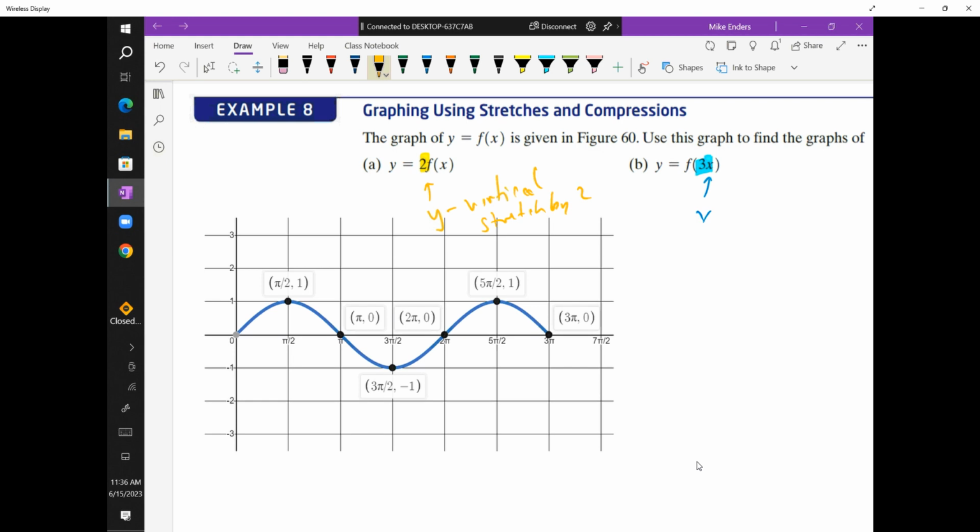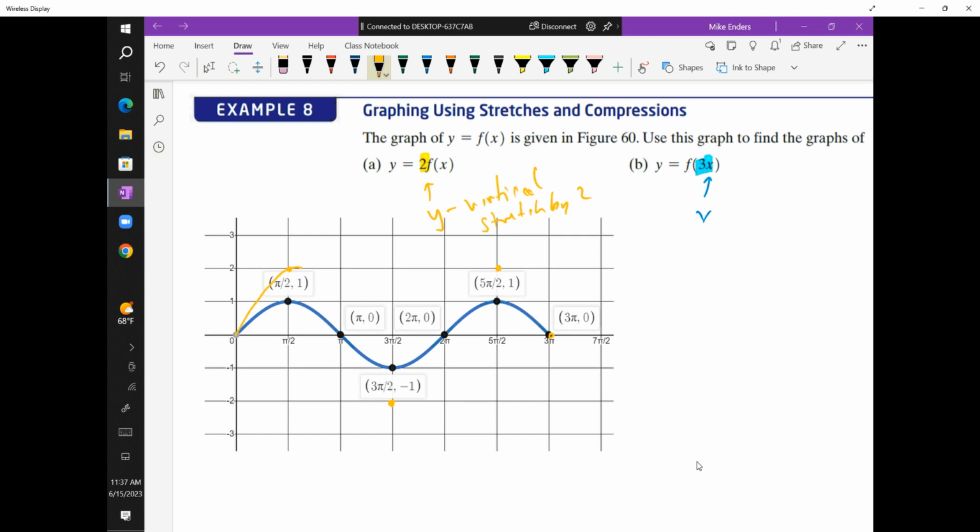by a factor of 2. So every y value I have is now going to get multiplied by 2. So it's 0, 0, the 0 stays at 0. Pi over 2, 1, now my y value is going to get multiplied by 2, so it's going to be up here at 2. At pi, 0, the 0 is going to stay at 0, because 0 times 2 is 0. 3 pi over 2, negative 1. If I multiply negative 1 by 2, I'm down at negative 2. 2 pi, 0 is going to stay at 0. 5 pi over 2, 1 has now come up to 2. And the 3 pi, 0 is going to stay at 0.